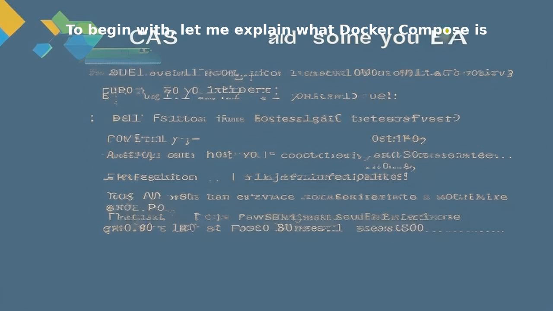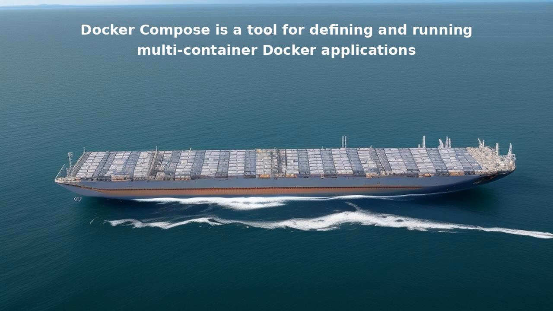For each service, there's a build or image and ports field. The build field tells Docker Compose where to find the Dockerfile for that service. The image field tells Docker to use a pre-existing Docker image. And the ports field maps the container's port to your machine's port.